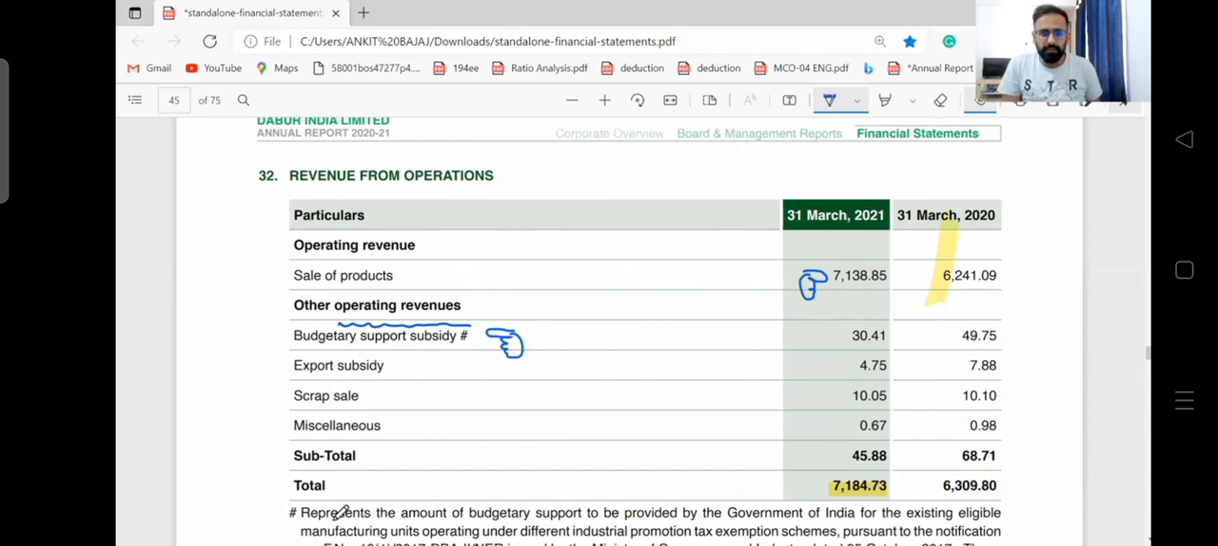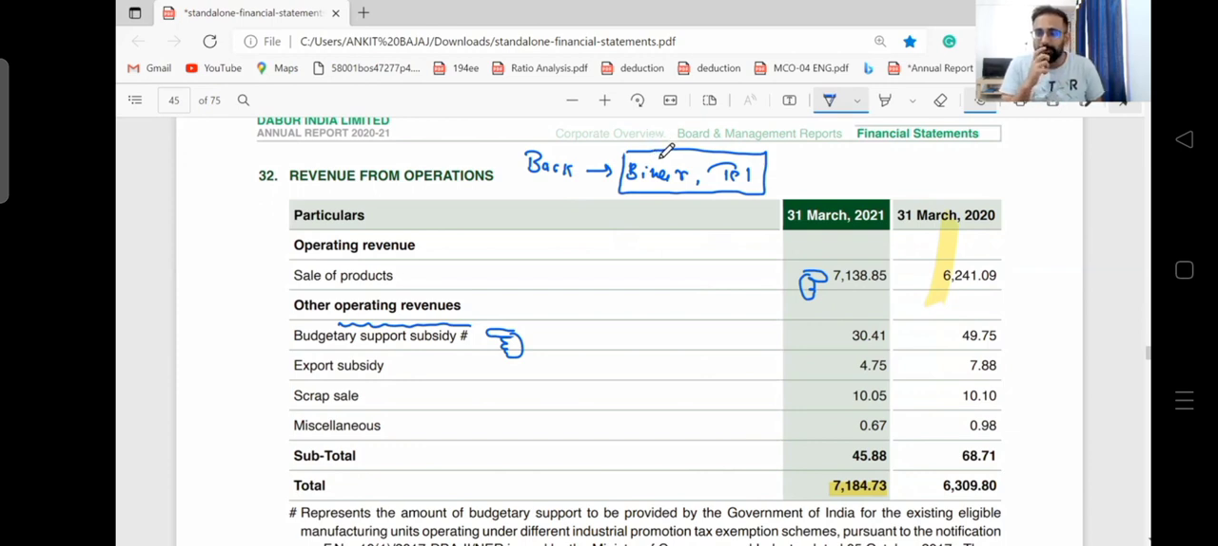So here some note is given: the amount of budgetary support to be provided by the government of India for existing eligible manufacturing units operating under different industrial promotion tax exemption schemes, right? So what the government does for some businesses is provide some subsidies, right? You might be knowing. Let's suppose I take the example of some backward states, right? Backward states, we can say Bihar, Telangana, etc. If you start your business in these states, the government provides you support.